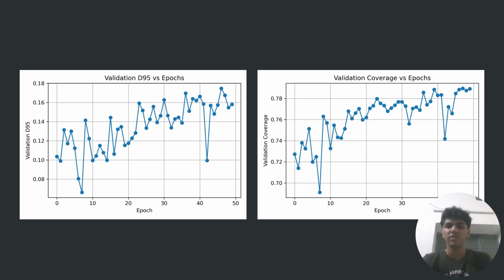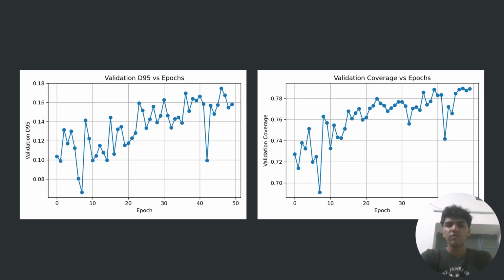On the right, you can see that the validation coverage also follows a similar trend, improving from around 0.72 to 0.79, which corresponds to 72% to 79%. This shows that the learned policy generalizes beyond the training data and maintains strong tumor coverage across varied patient geometries.